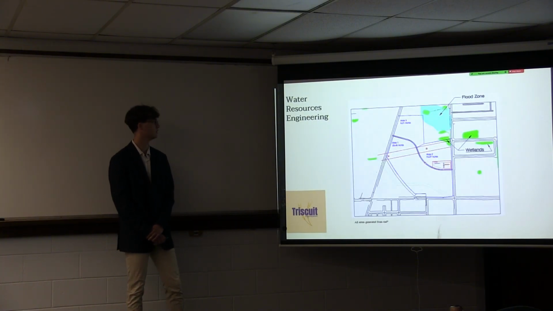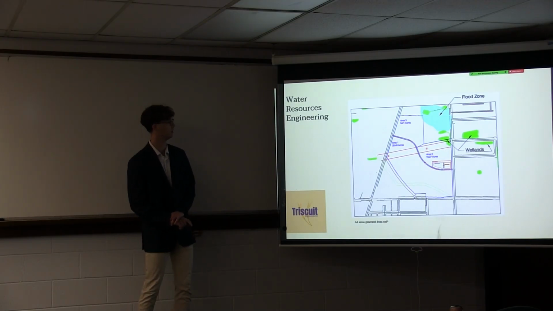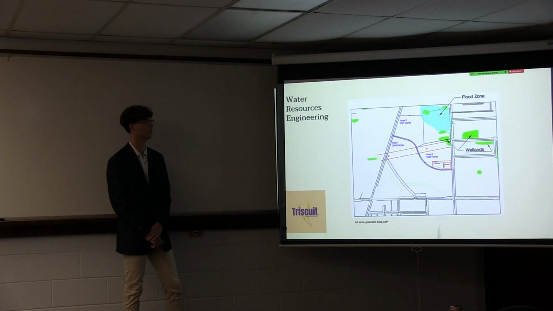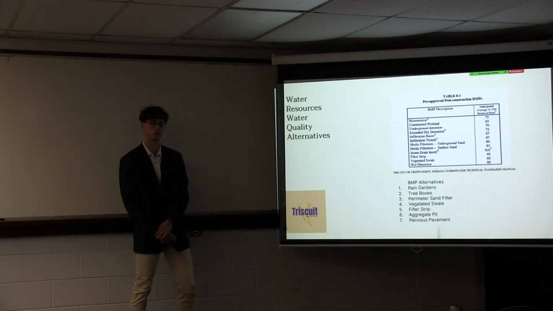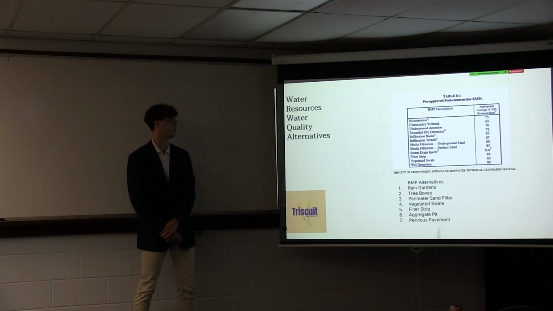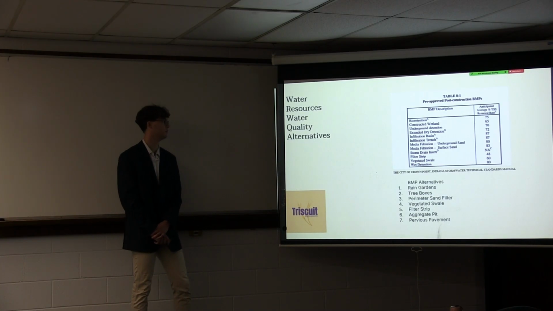So starting with this, with every project there's some challenges. In the green you can see our wetlands, in the blue hatched area you can see the flood zone. So this will affect where I design my retention basins. So starting off with our BMPs, the City of Crown Point Stormwater Technical Manual gives us 12 pre-approved BMPs. So from this, I chose 7 for our design alternatives.